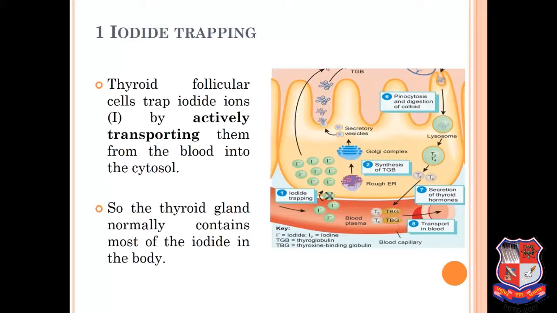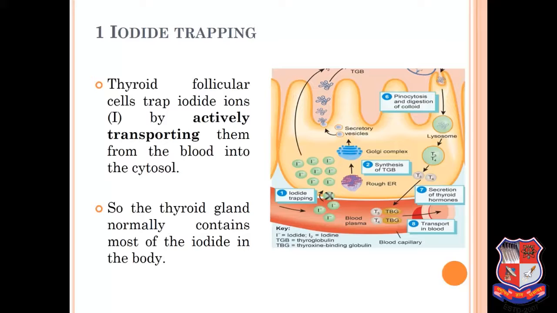These follicular cells trap, its name indicates trapping. This follicular cell traps iodide from blood using an active transport mechanism. Active transport mechanism means it will use ATP as well as a transporter. And so the thyroid gland normally contains most of the iodide in the body. In these figures we can see these follicular cells trap iodide from blood. It is the first step, iodide trapping.